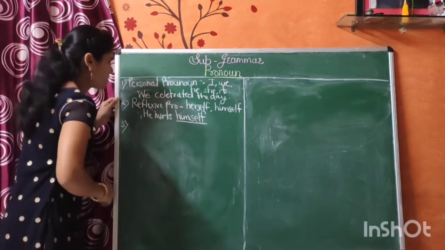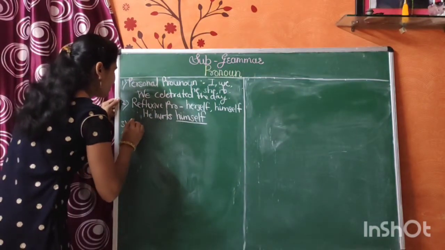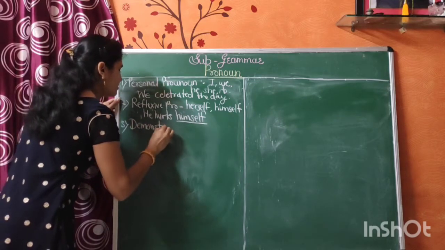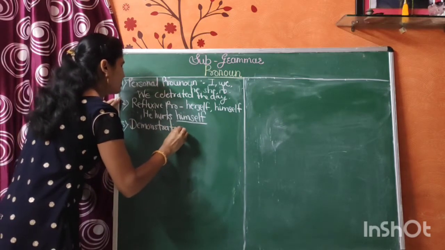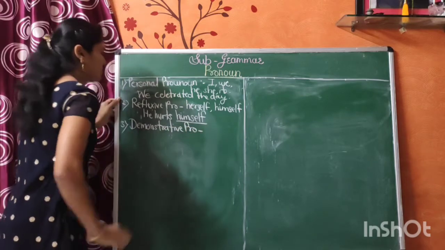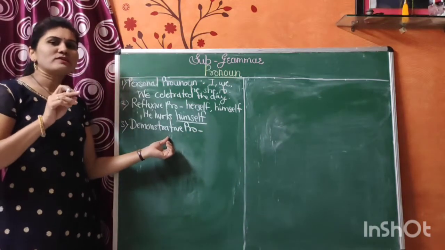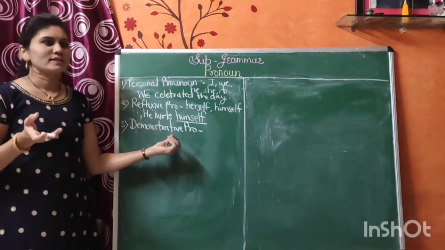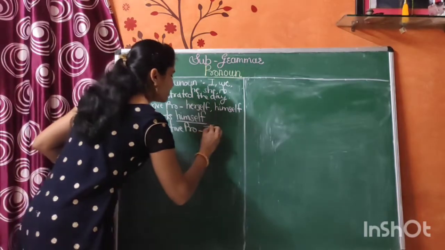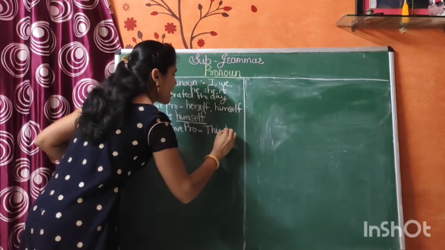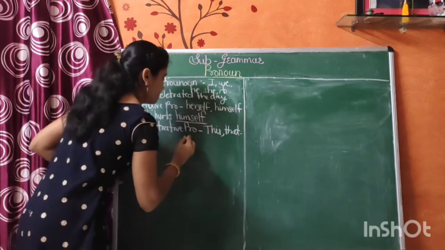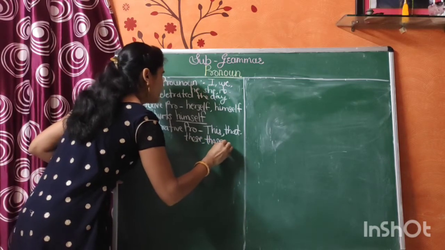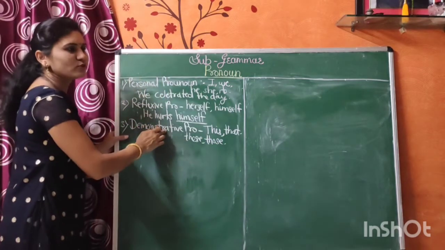The third type of pronoun is demonstrative pronoun. Demonstrative pronouns are used to point out something particular or to demonstrate something. For example, this, that, these, those. These are the examples of demonstrative pronoun.